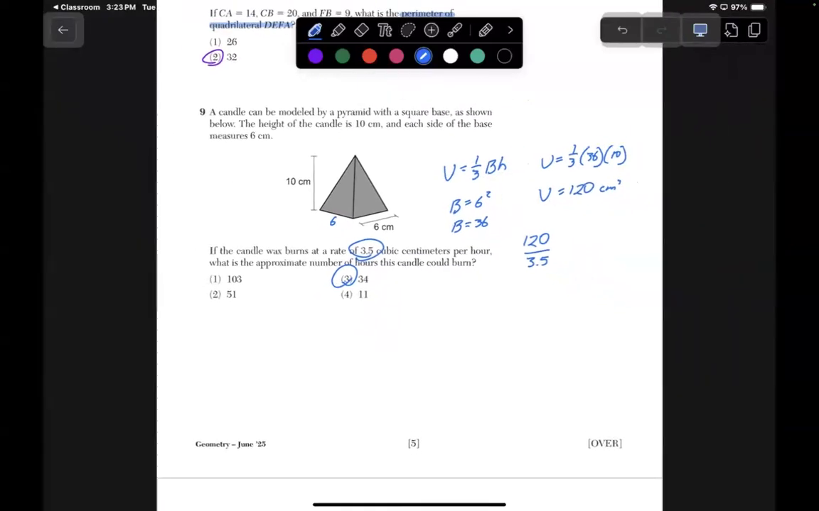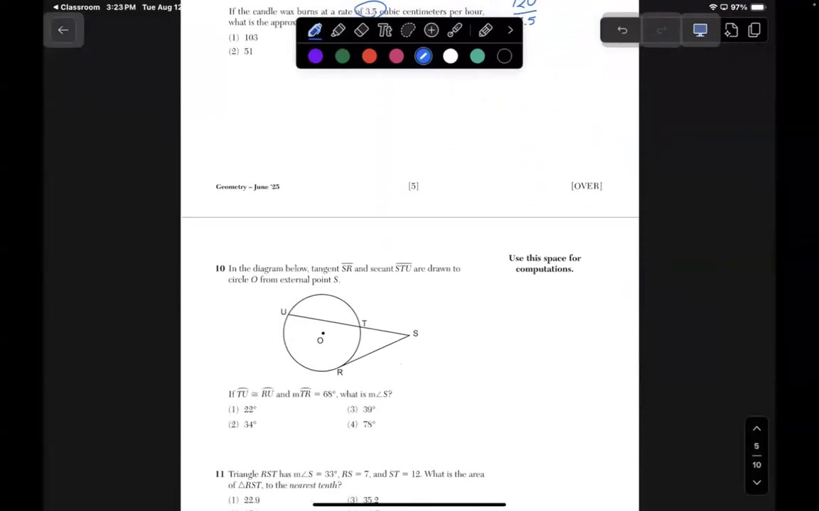Definitely going to finish in the hour allotted.